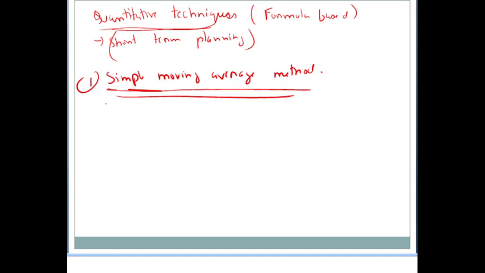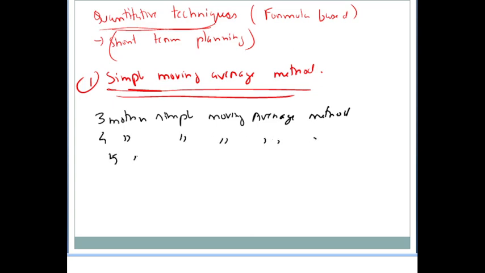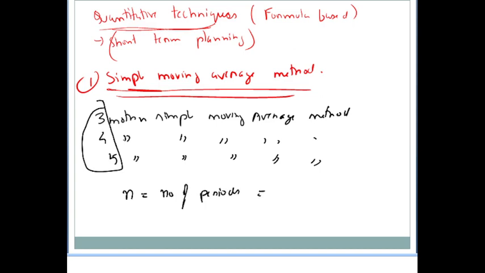Here, in the question it will be given that it is a 3-month simple moving average method, or apply a 4-month simple moving average method, or a 5-month simple moving average method, and solve. Depending upon what is given, we will get the value of n, where n is the number of periods. That is, for a 3-month moving average method it will be 3, for 4-month it would be 4, and for 5-month it would be 5.